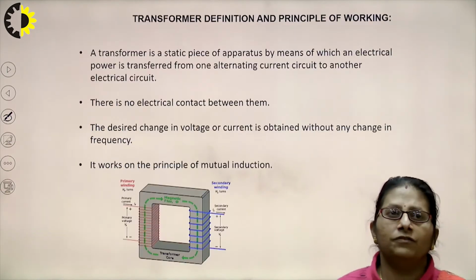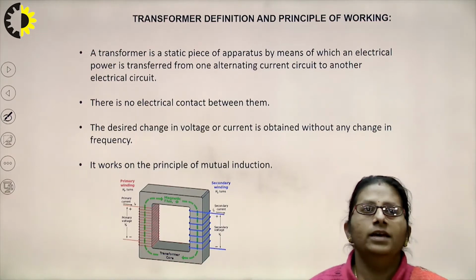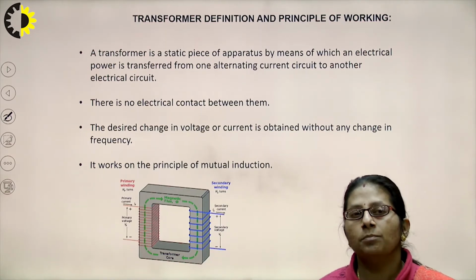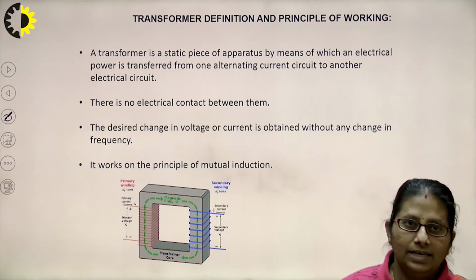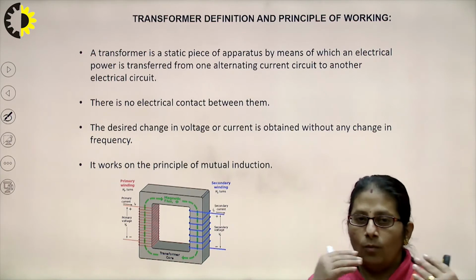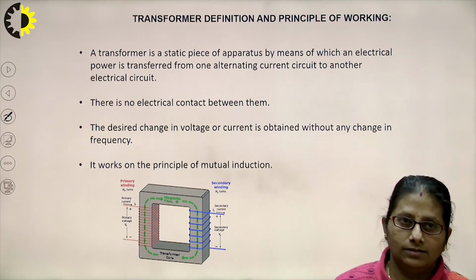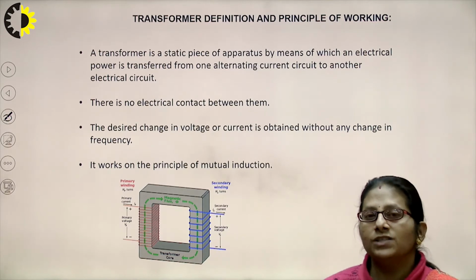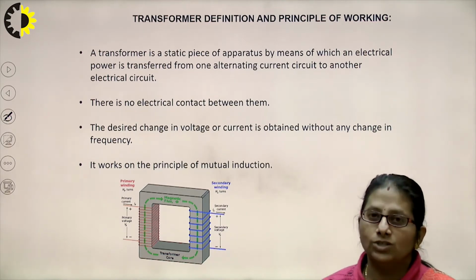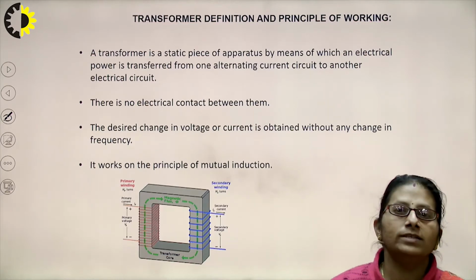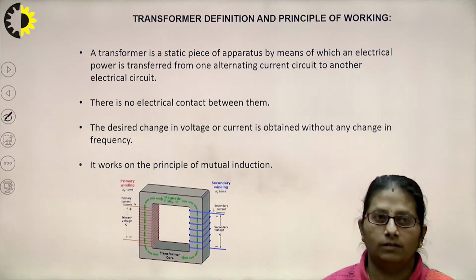Okay, going for the definition of the transformer, right. So, what is a transformer? A transformer is nothing but a static piece of device by means of which electrical power is transferred from one electrical circuit to another electrical circuit. Basically, it transforms either the voltage level or the current level, keeping the frequency at both the sides constant, right.